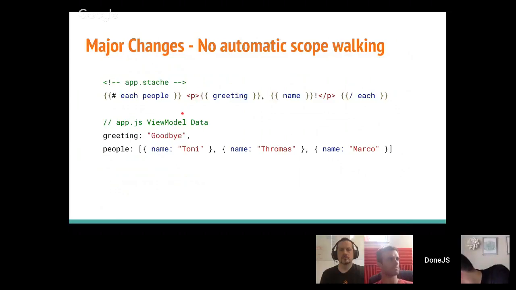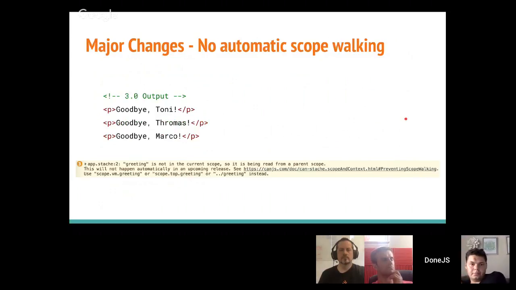Previously in 3.0, if you did something like this, where you're looping over a list, this people list here, and then you're saying greeting and name, what's going to happen when it looks up greeting is it's going to check if this first object has a greeting property, not find it, and walk up the scope to the root, which is this, and find this greeting. So in 3.0, what you would get is something like this, where it says goodbye, and then each of the people.